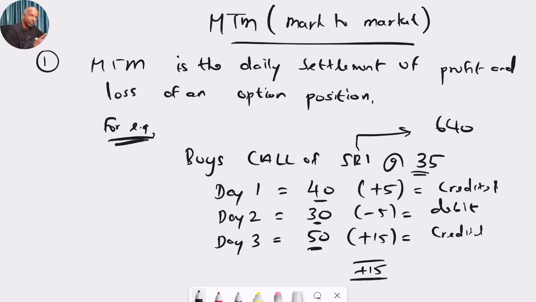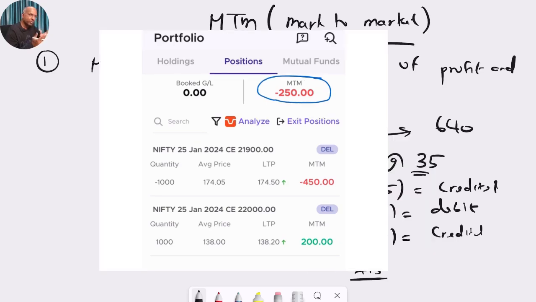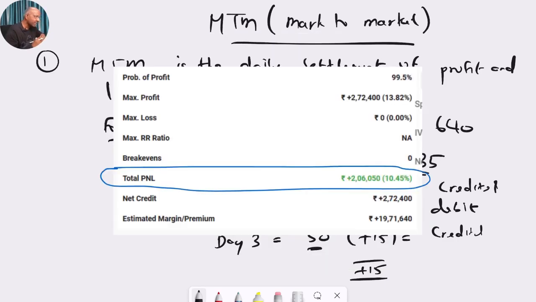Now in option, if you look at the broker's screen, there will be MTM, right? That will reflect what is the daily profit and loss of the option position taken by an option buyer or an option seller. Now, at any given point of time, if you want to look at the overall net profit or loss of the option position, you can always refer to the option payoff chart, which we will discuss shortly.